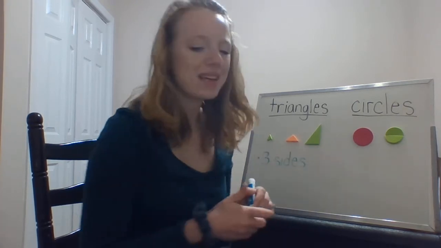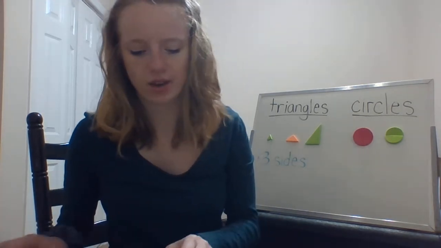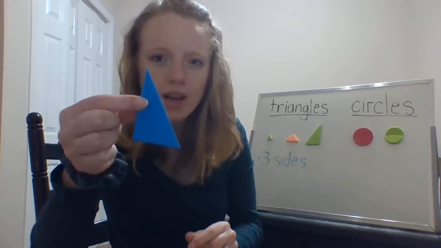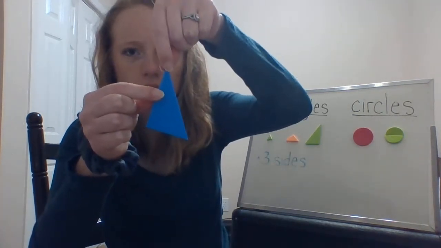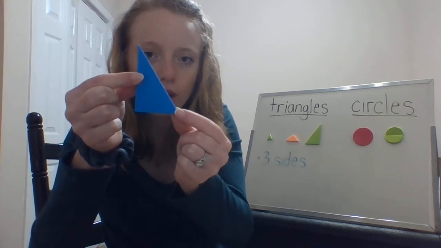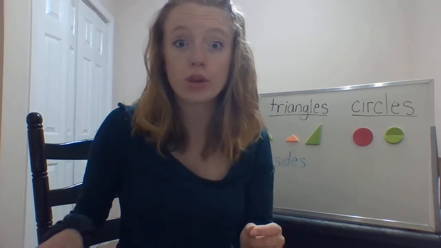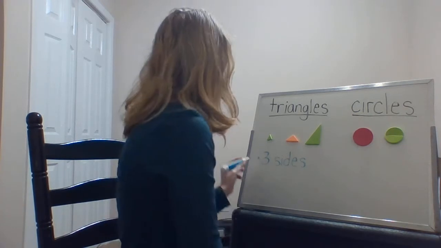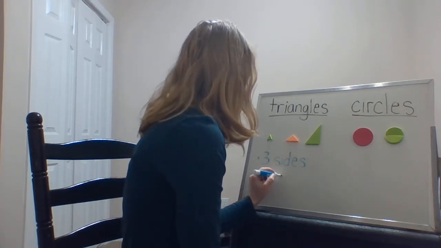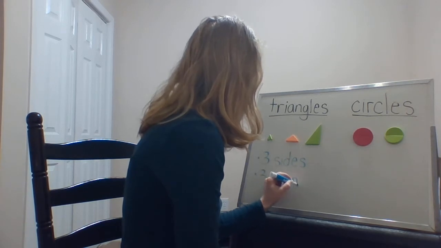Okay. How many corners does a triangle have? Let's use this big triangle to help us look at the corners. Well, I see 1 corner here, 2, 3. So we also know that triangles have 3 corners.